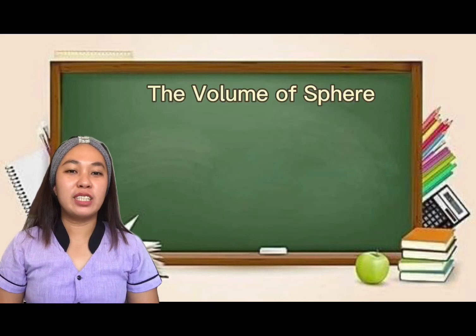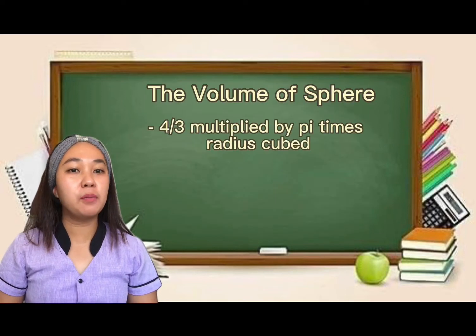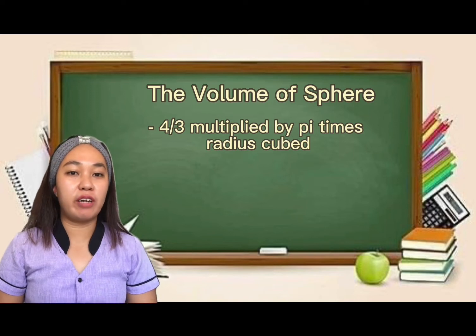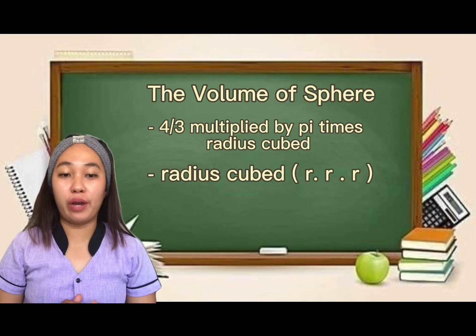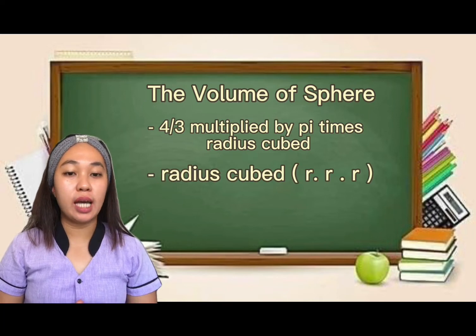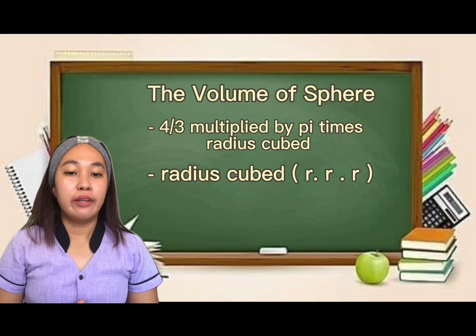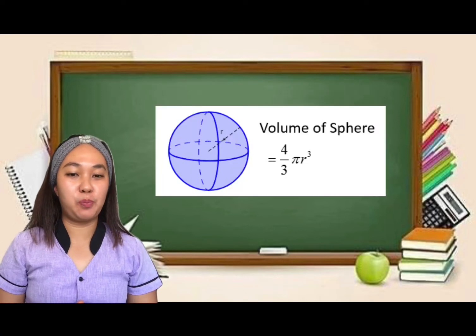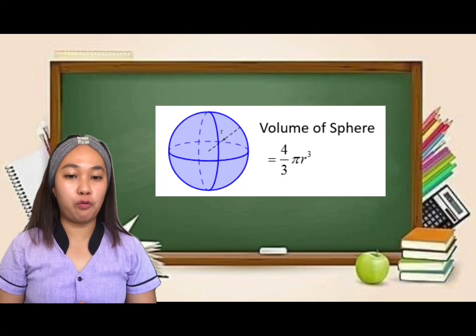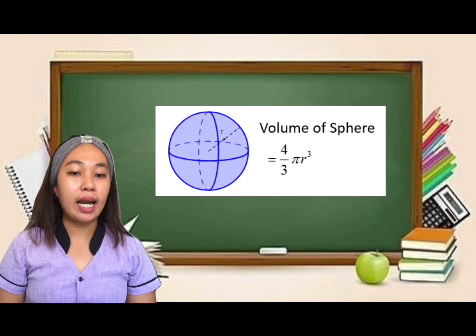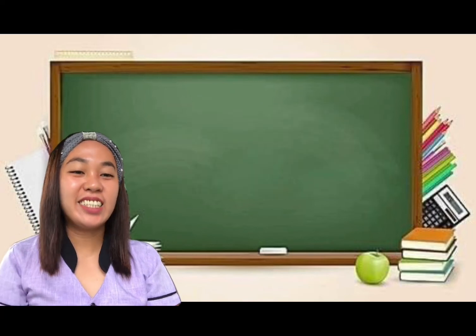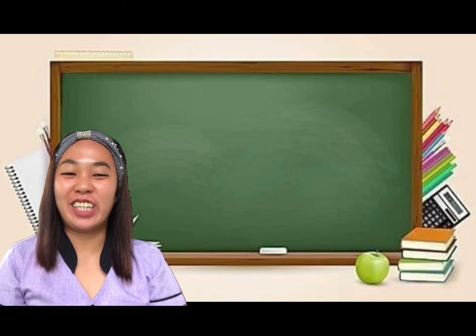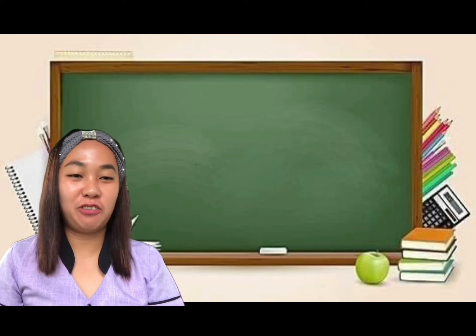The volume of a sphere is 4/3 multiplied by pi times radius cubed, wherein radius cubed is equal to radius times radius times radius. Therefore, the volume of a sphere is equal to 4 times pi times radius cubed divided by 3. Alright class, I think you are now ready to solve the different solid figures.